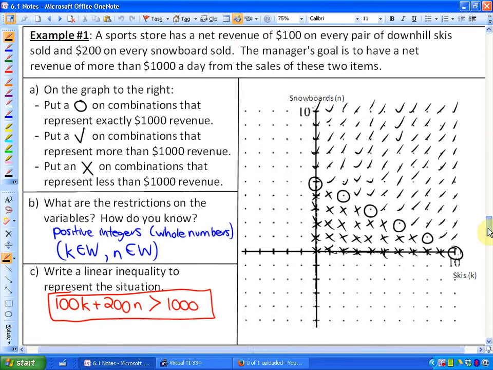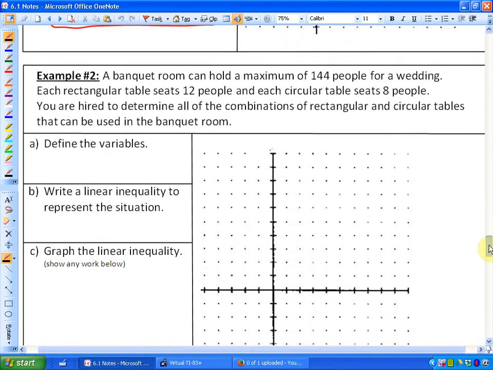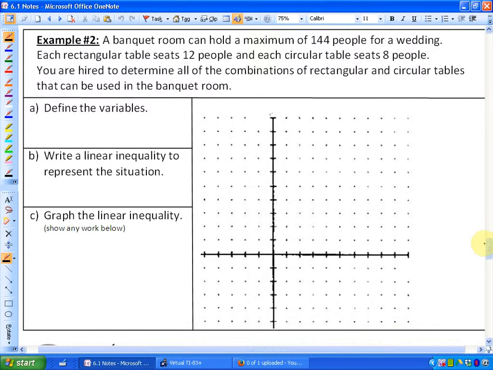In the previous example, we looked at snowboard and ski combinations, and we did it in a more natural way, just coming up with combinations that worked, combinations right on the boundary, and combinations that didn't work. In the next example, we are going to do it more mathematically, starting by coming up with the linear inequality. You'll see what I mean as we go.